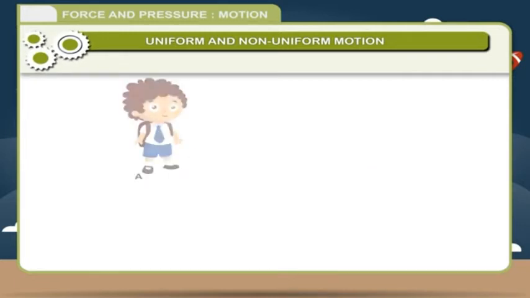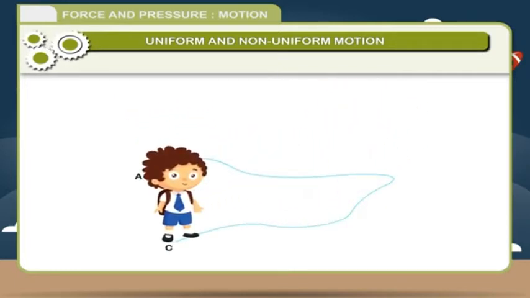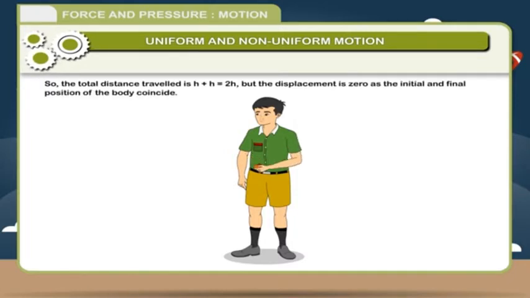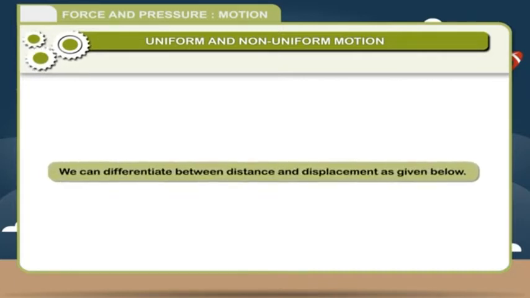Explanation. It may happen that displacement of a body is zero, though the distance traveled is not zero. Let us consider a body thrown vertically upwards. The body reaches a certain height h, momentarily comes to rest and then again comes back to the thrower. So the total distance traveled is h plus h is equal to 2h, but the displacement is zero as the initial and final position of the body coincide. We can differentiate between distance and displacement as given below.